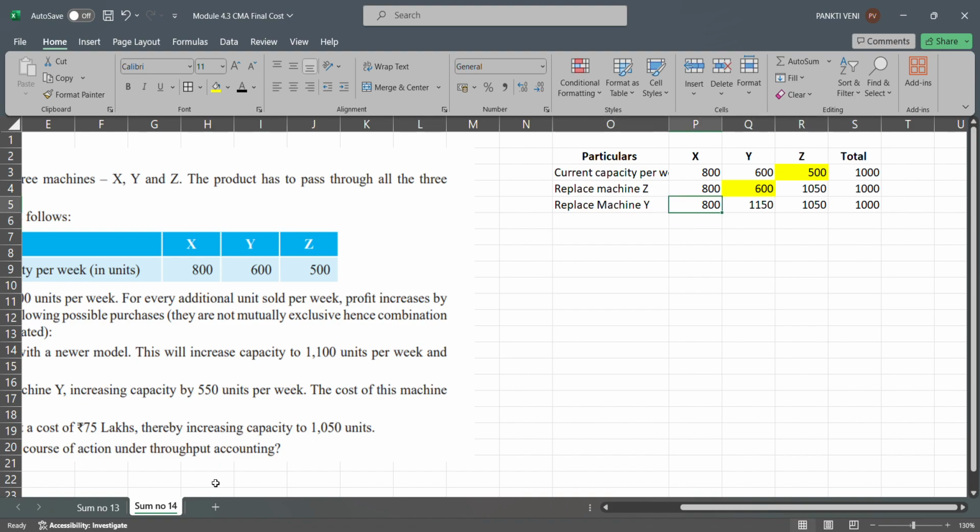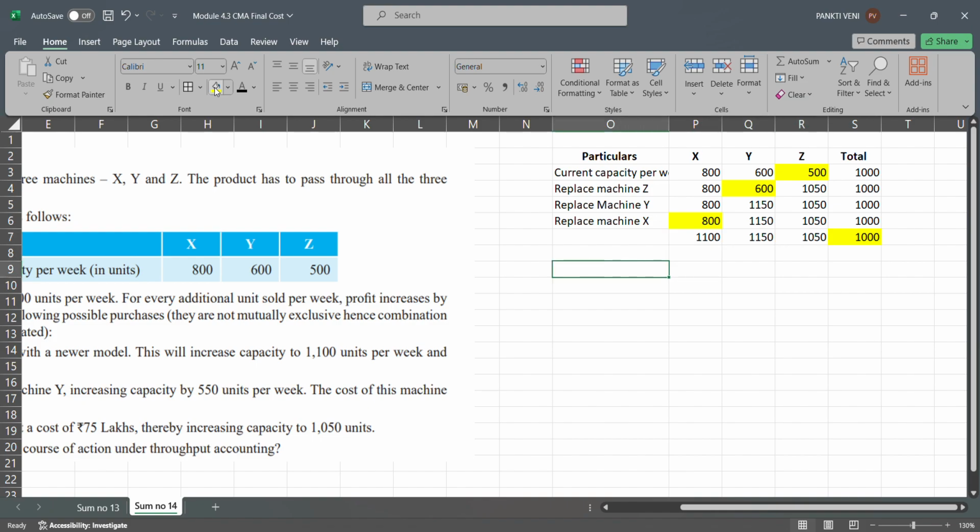Now if I go through it, I'll have bottleneck as 800. 800 is my bottleneck. Replace machine X. So if I replace machine X, I have 800, so I have 1100. Then here I have 1000. Now 1000 is my bottleneck.